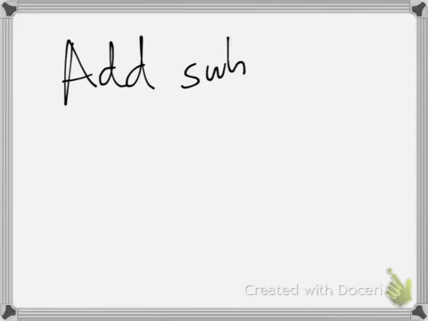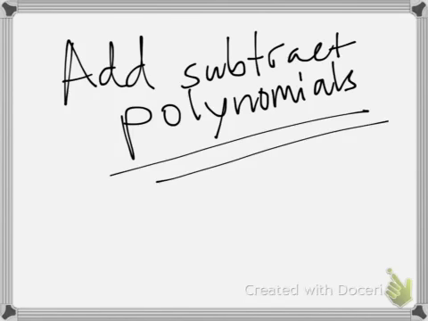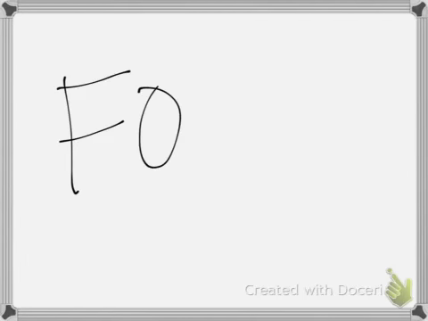The last thing we'll talk about is just the sections we've been going over. You need to be able to add and subtract polynomials, which, remember, just like anything, they must be like terms to add or subtract. We need to be able to do the FOIL method, and that's when we're multiplying two binomials. We have our first, our outside, our inside, and our last.